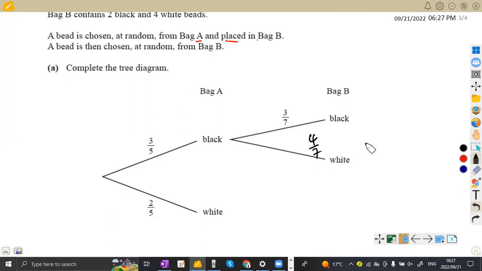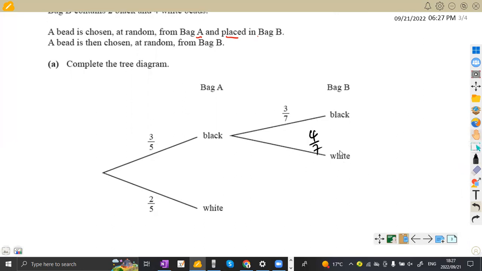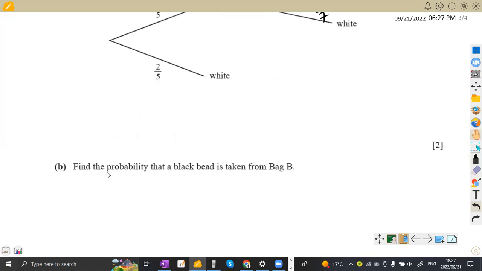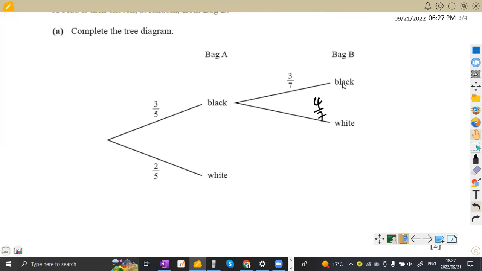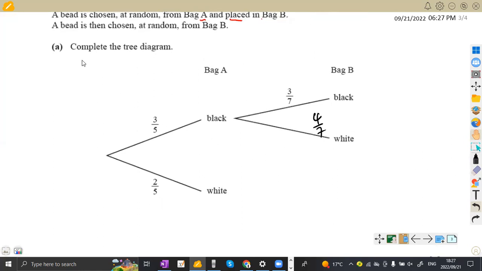All right, so let us do this question. Last question here. The question is, find the probability that a black bead is taken from bag B. We want to take a black bead from what? From bag B. Okay, this is our bag here. Actually, we were supposed to complete the tree diagram. So we are supposed to have that part here.